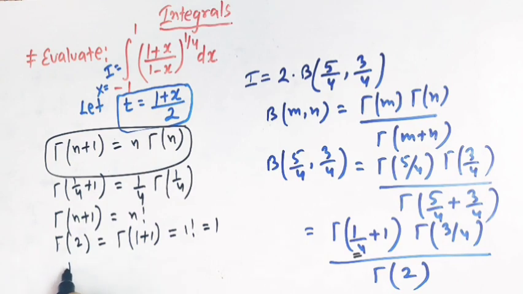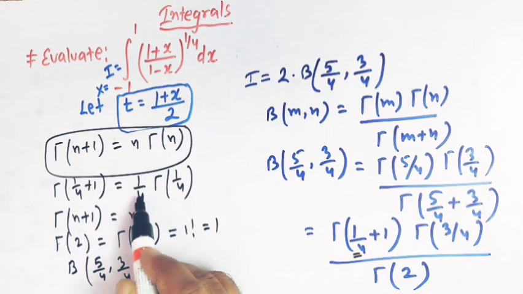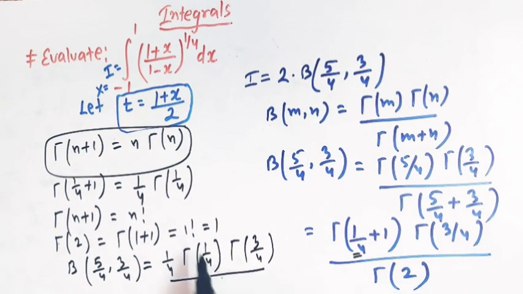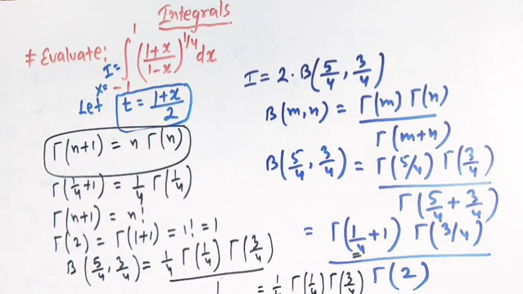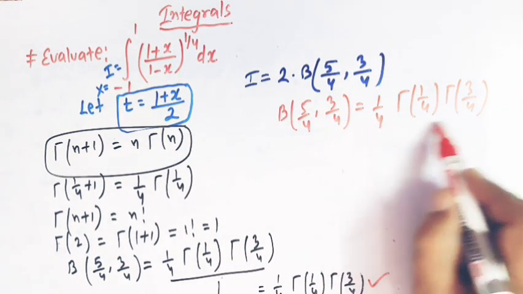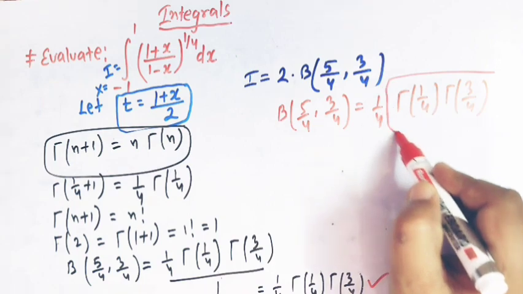So now this expression, beta(5/4, 3/4), is equal to gamma(1/4 + 1), which can be written as 1/4 gamma(1/4), and here we have gamma(3/4), and here we have gamma(2), which is 1 factorial, that is simply 1, right? So we have 1/4 gamma(1/4) gamma(3/4), right? So now we have written this expression over here, and now see here we have this term, right?